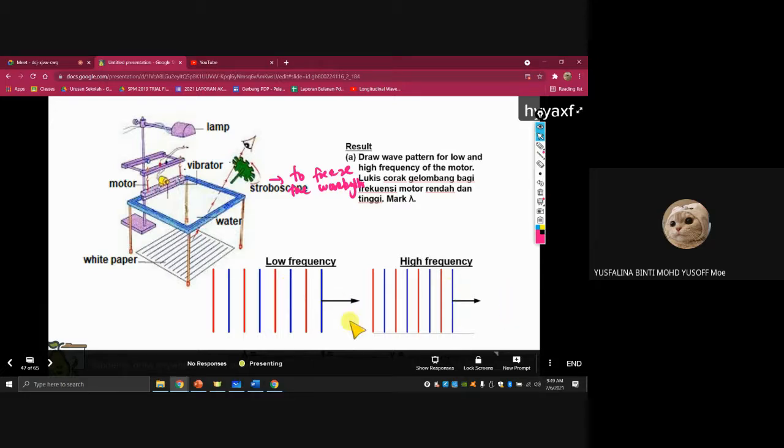So here I want you to write, okay, what will happen to the lambda, what happened to the frequency, and what happened to velocity if you change from low frequency to high frequency. Okay, so try to answer this one. What will happen to the lambda?